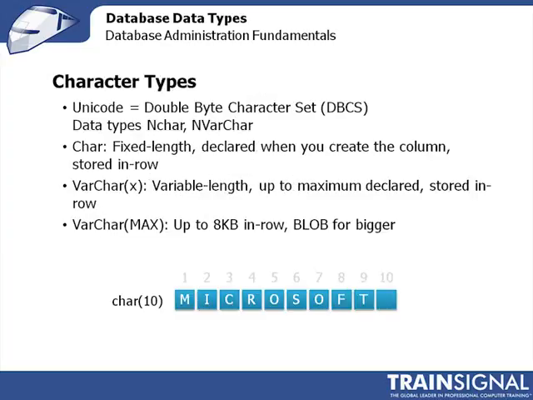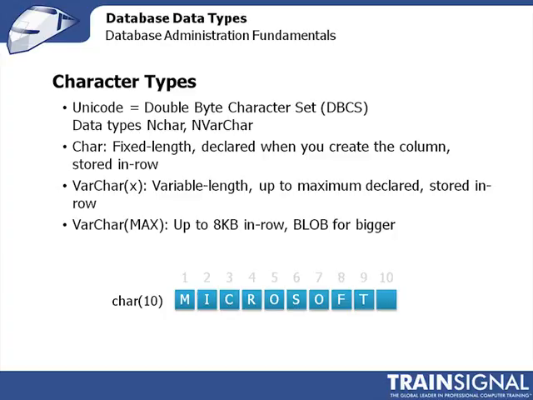Getting to the character types, we start with those Unicode ones, that's nchar and nvarchar. Those are the ones that support the double byte character set, or DBCS, capabilities. A char is a fixed length field. It's declared when you create the column, and this data is stored right within the row. So it's stored on the page with the rest of the data from the row.